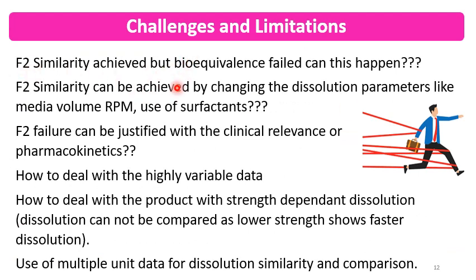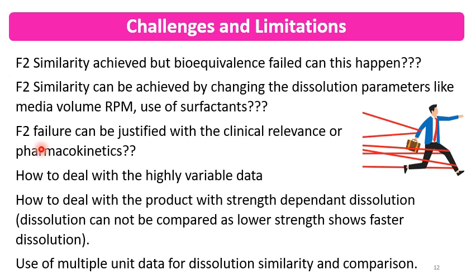F2 similarity challenges and the limitations. So see, F2 calculation is always with some challenges and limitations, and F2 calculation is based on the average values of the 12 unit data. F2 similarity is achieved but bioequivalence failed. So can this happen? These are some of the questions. So yes, F2 similarity may be achieved but bioequivalence may get failed.